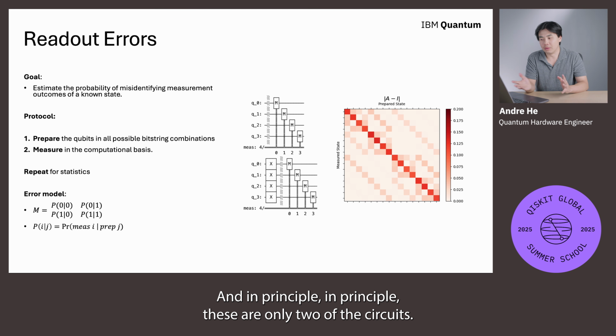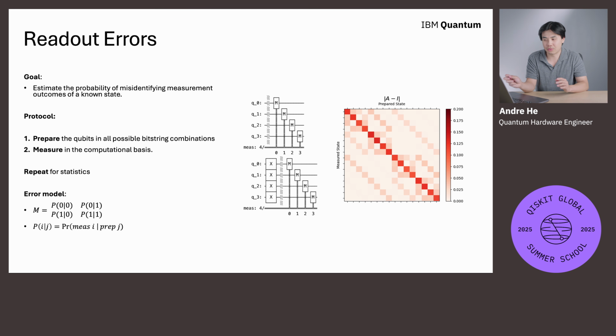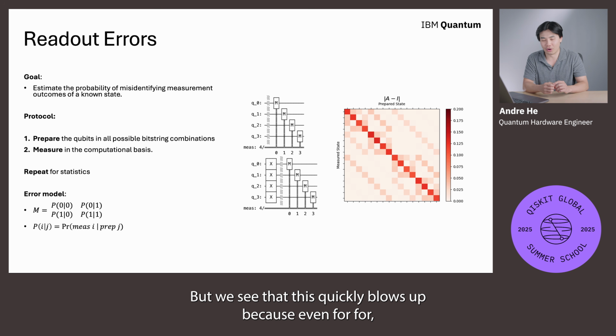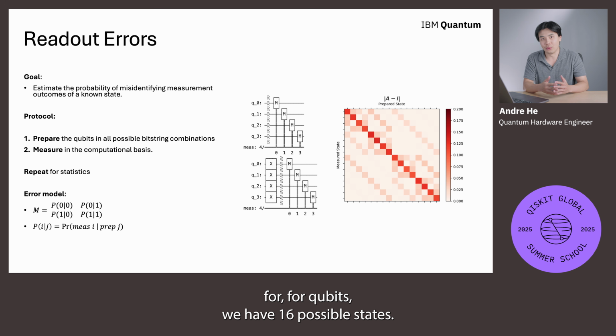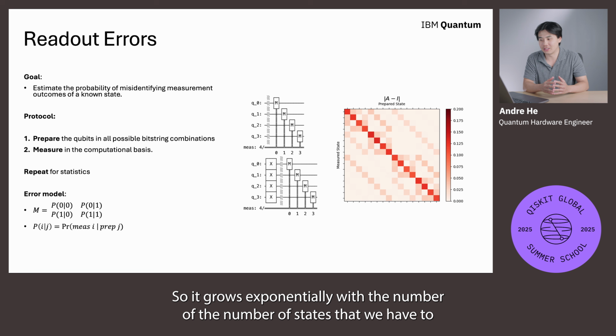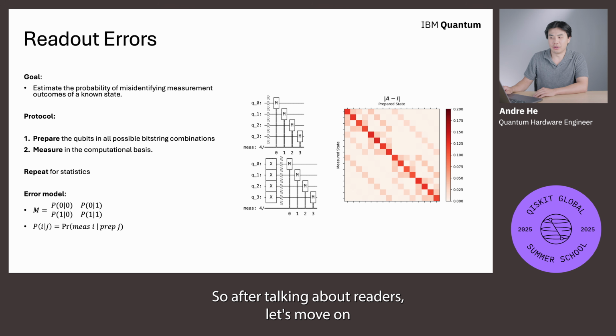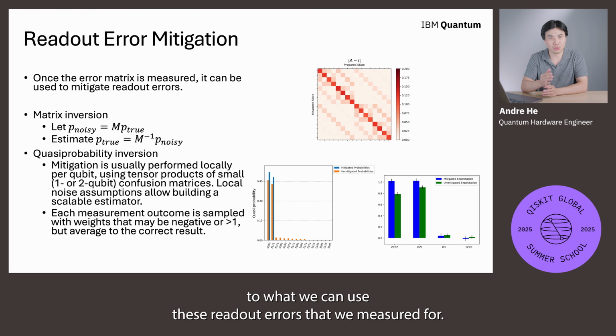And in principle, these are only 2 of the circuits. You could also measure all possible bit strings, but we see that this quickly blows up because even for 4 qubits, we have 16 possible states. So the number of states that we have to measure grows exponentially with the number of qubits that we have.